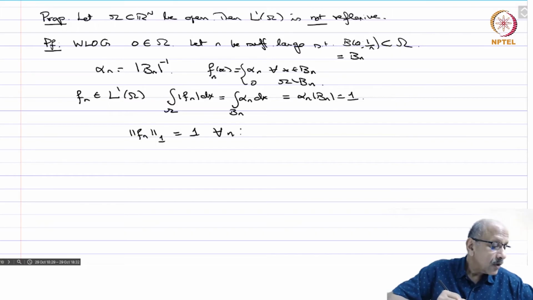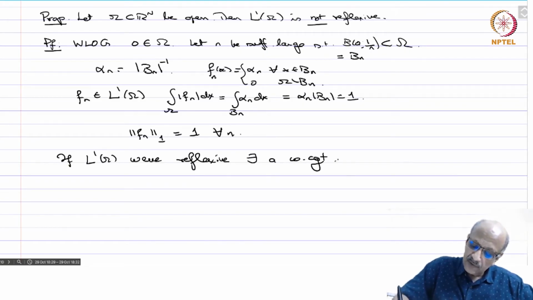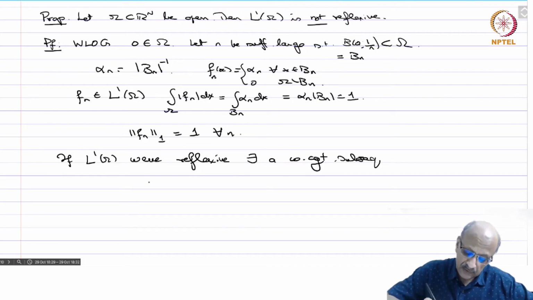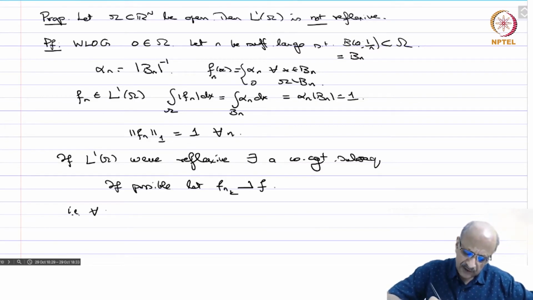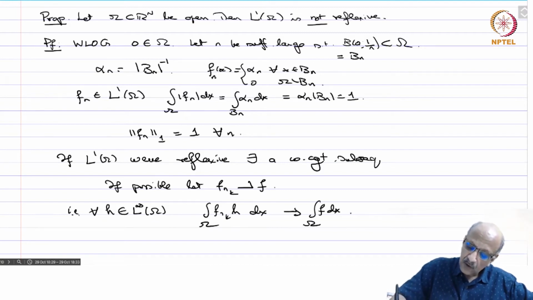Okay, so if L1 omega were reflexive, there exists a weakly convergent subsequence. We have seen that any bounded sequence in a reflexive space has a weakly convergent subsequence. So let us assume, if possible, let f_nk weakly converge to f. This means that for every h in the dual space, which we have seen is L infinity of omega, the integral of f_nk h dx over omega converges to the integral of f h dx over omega.